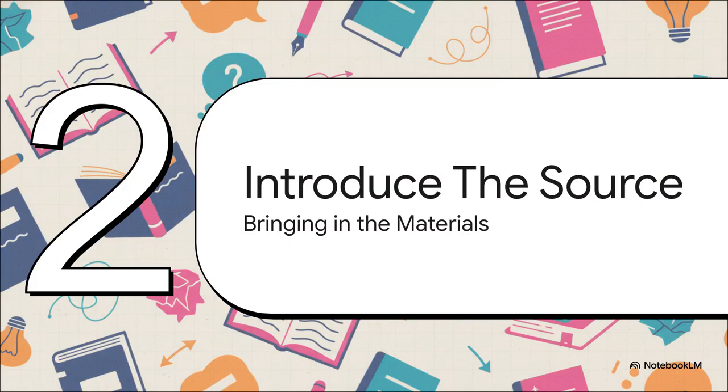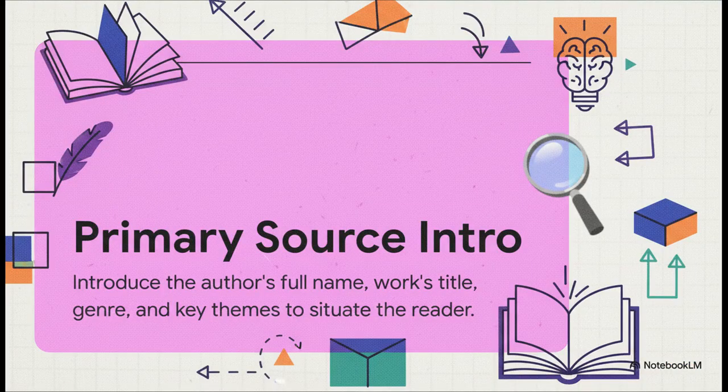Time for step 2, bringing in the materials. This is where you tell your reader exactly what text you're going to be analyzing. I know this part sounds super basic, but you'd be surprised how many people mess it up. You have to give your reader the author's full name and the full title of the work right away. It just gets everyone on the same page and establishes what your paper's all about.